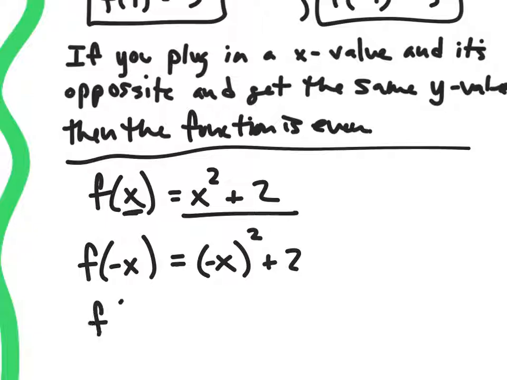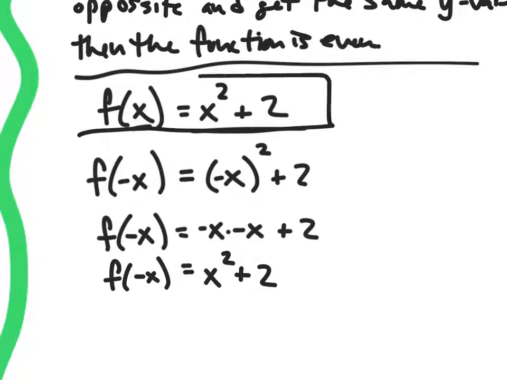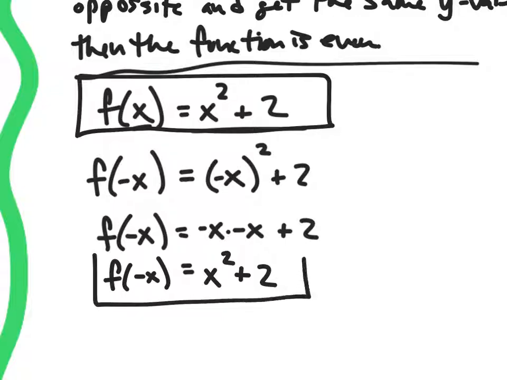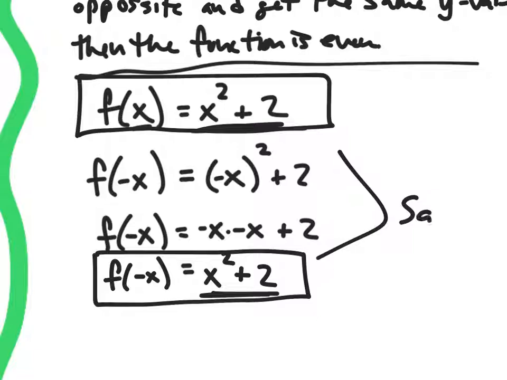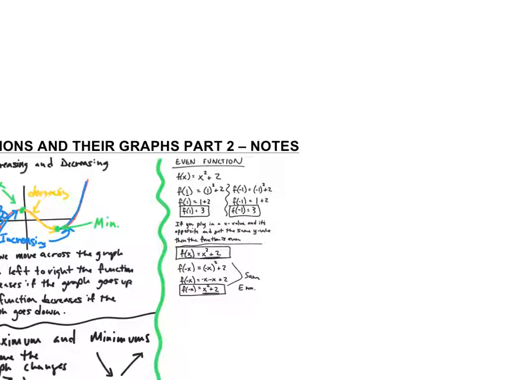So if I plug in f of negative x, I get negative x squared, so negative x times negative x, plus 2. Negative times negative is a positive. So f of negative x is equal to positive x squared plus 2. If I have a function and I plug in negative x and get the same function, then because those are the same, it's even. And that's how I determine an even function.